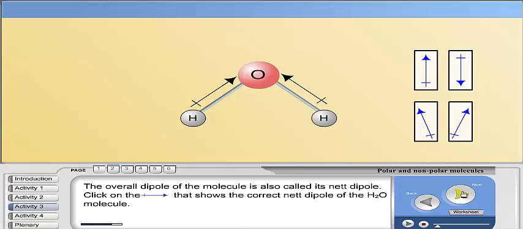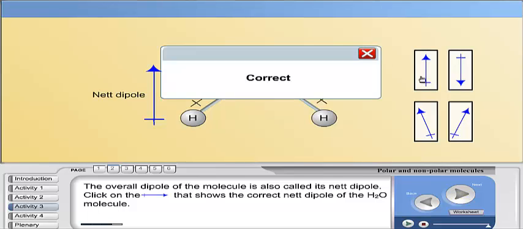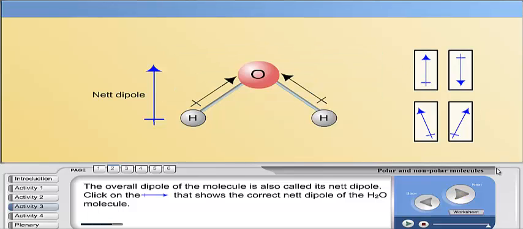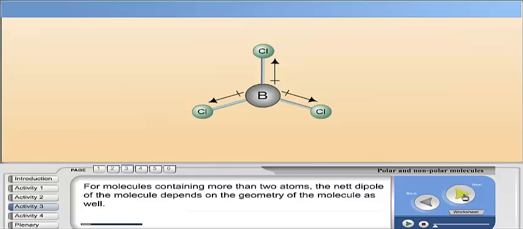The overall dipole of the molecule is also called its net dipole. Click on the arrow that shows the correct net dipole of the H2O molecule. For molecules containing more than two atoms, the net dipole of the molecule depends on the geometry of the molecule as well.